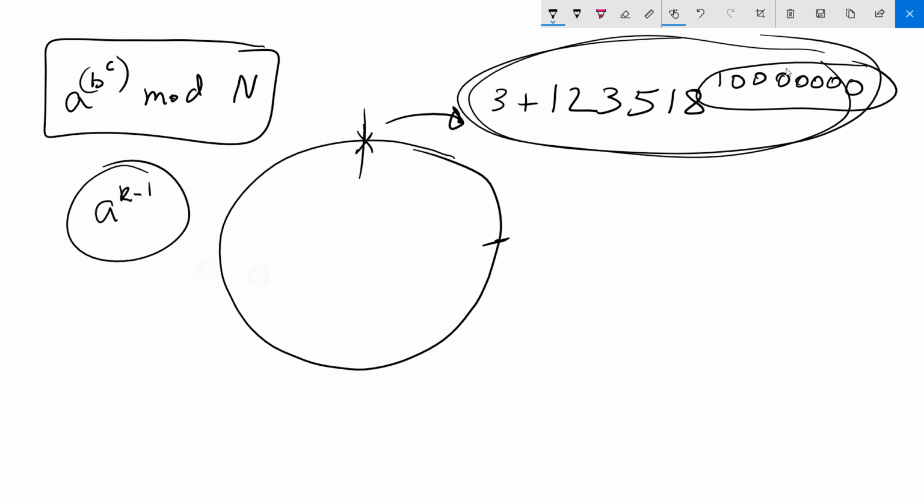So what does it mean when we say that A and A to the K minus 1 are inverses? Yeah? It means that A times A to the K minus 1 is congruent to 1 mod n. Right. We know that A to the K is equal to 1 mod n. So go with that.